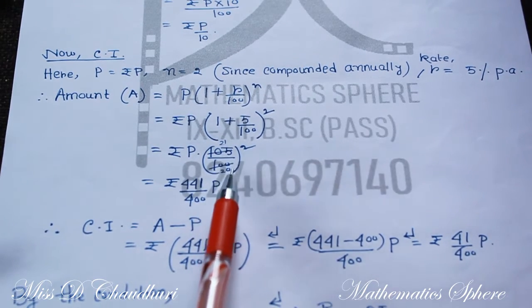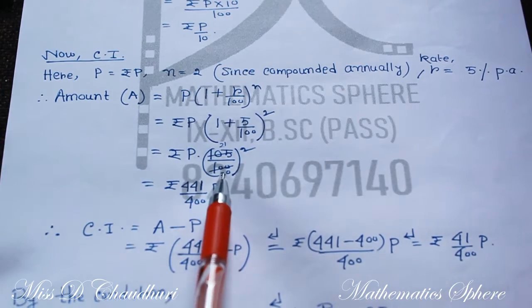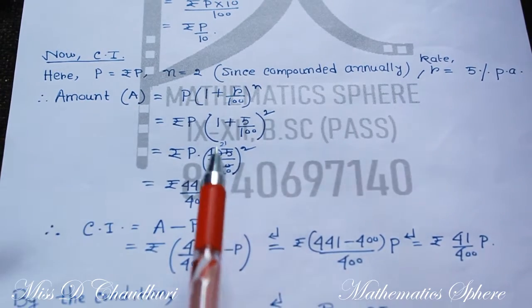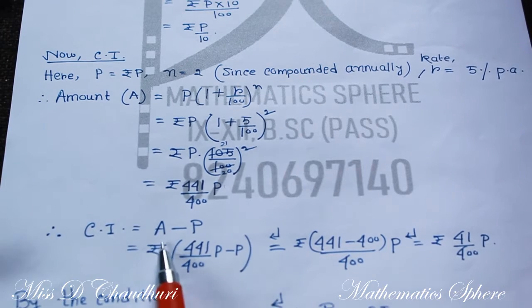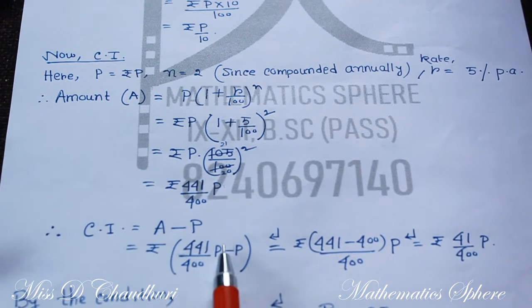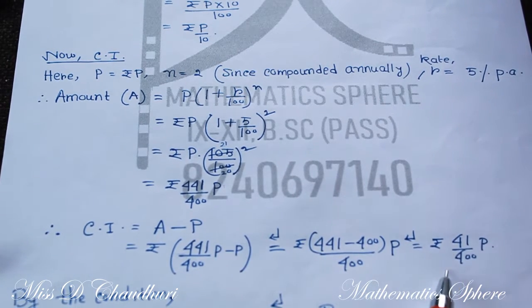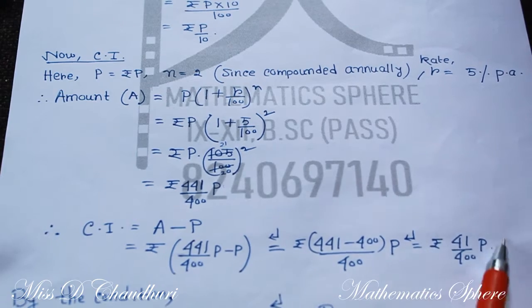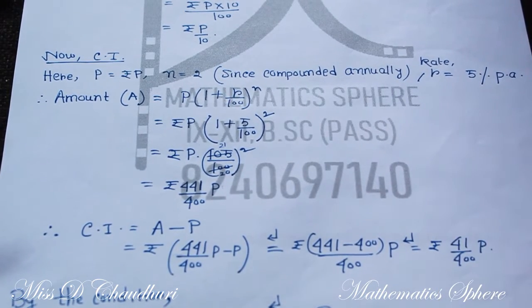But be careful. Some people think this is the CI. No, this is the amount. Now we will have to find the CI. CI is amount minus principal. So that is rupees 441 by 400 P minus P, because this is the amount and the principal is P only. After subtracting you will get 41 by 400 P. This is the CI. Be very careful about these steps.